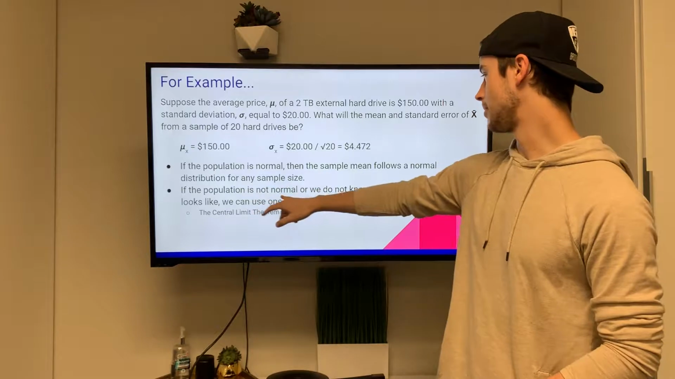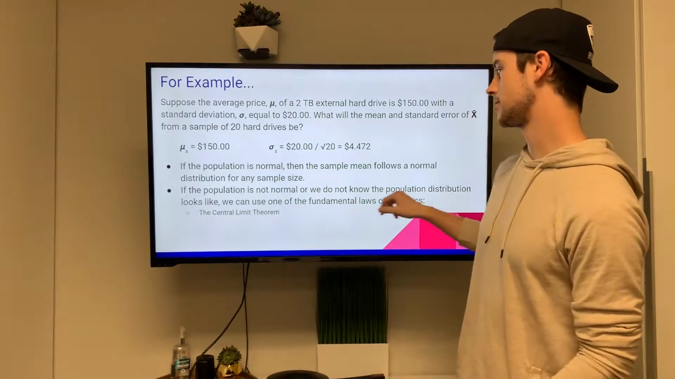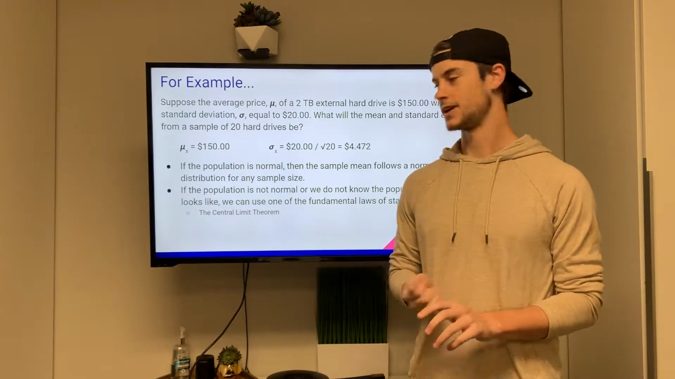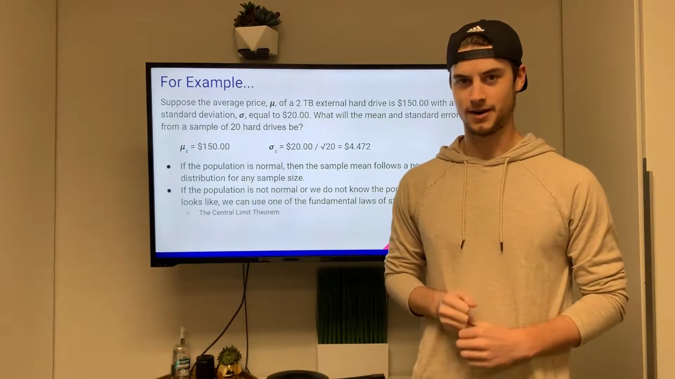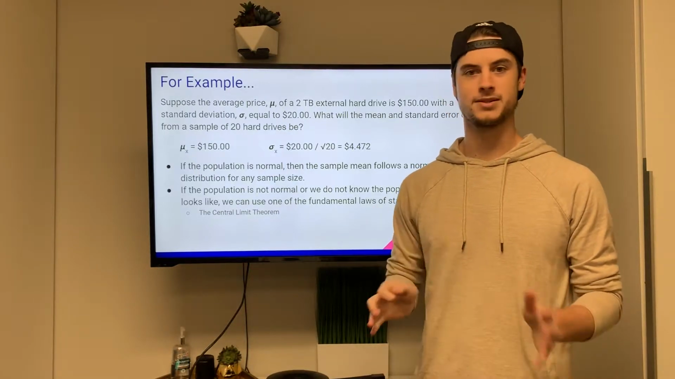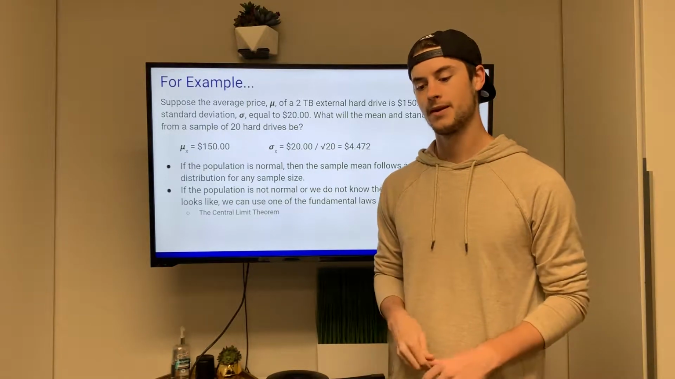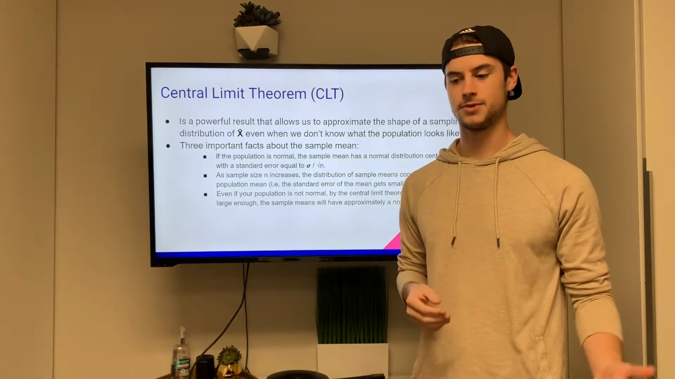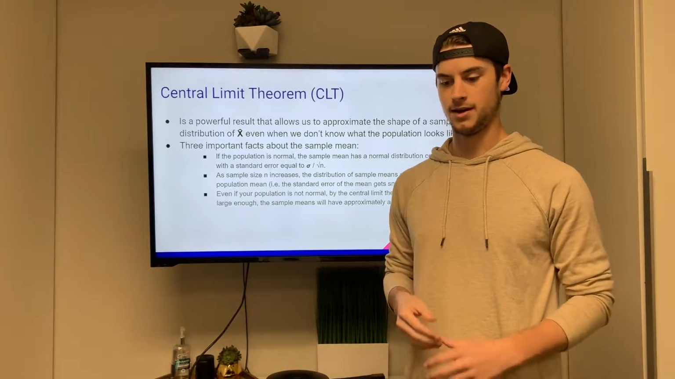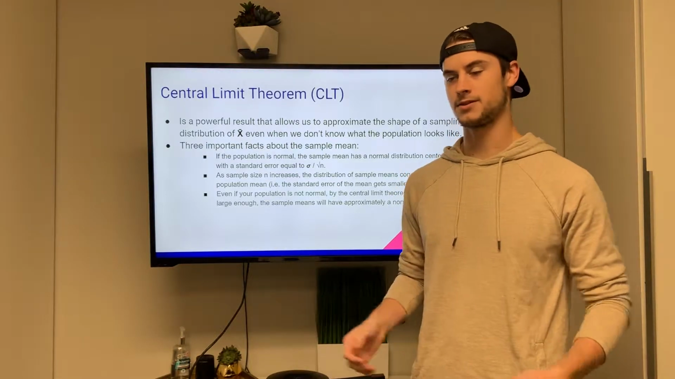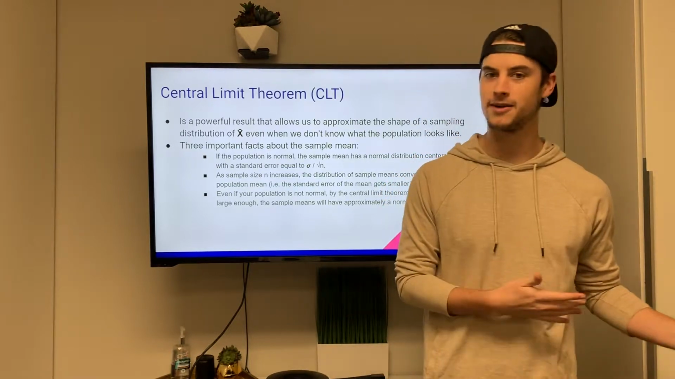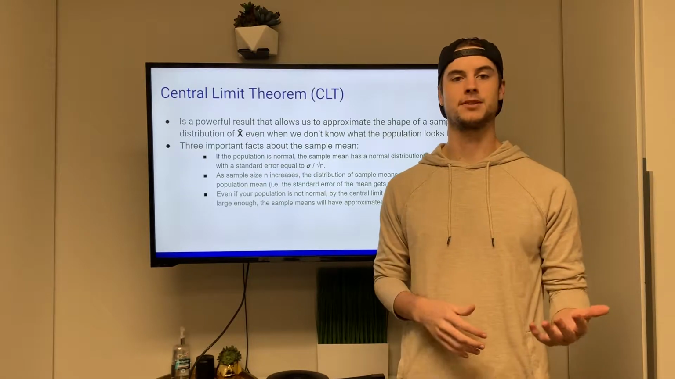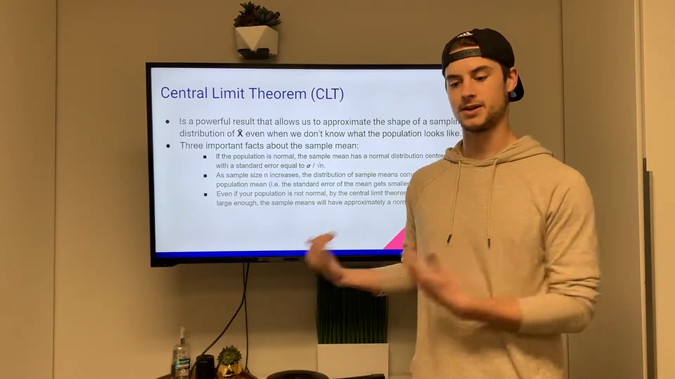Okay. So if the population is not normal, or we don't know the population distribution or what it looks like, we can use one of the fundamental laws of statistics. This is a big one. It's called the central limit theorem, and there are three main points we can talk about. It's a powerful result that allows us to approximate the shape of a sampling distribution of X bar, even if we don't know what the population looks like. So if the population distribution is skewed left, skewed right, or symmetric, we may not know, but because of this theorem we can approximate the shape of our sample distribution.